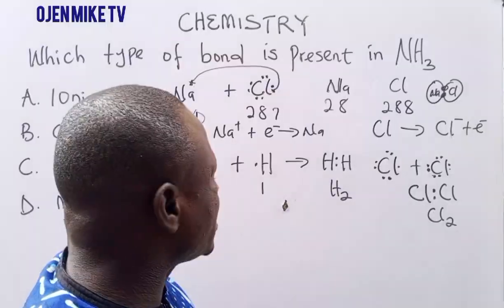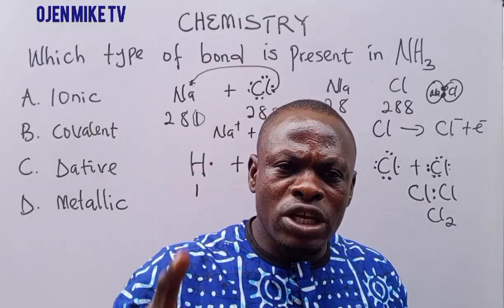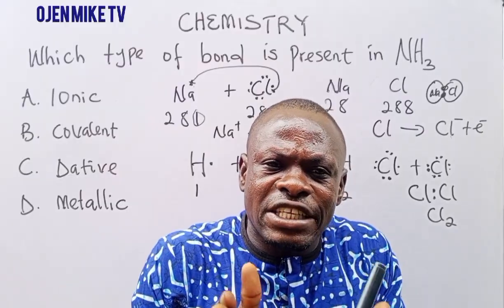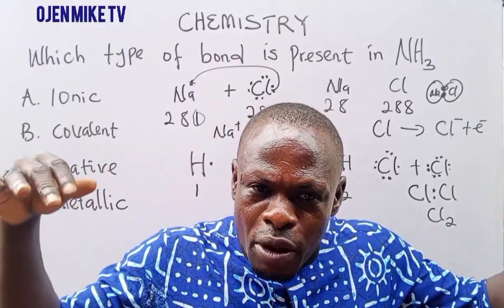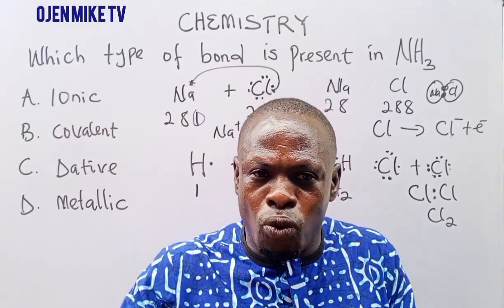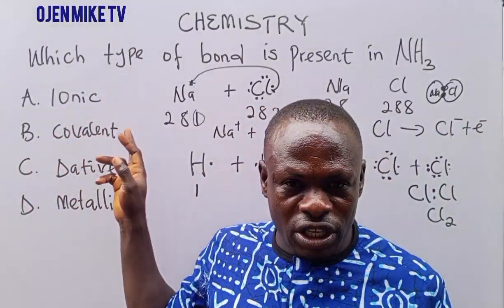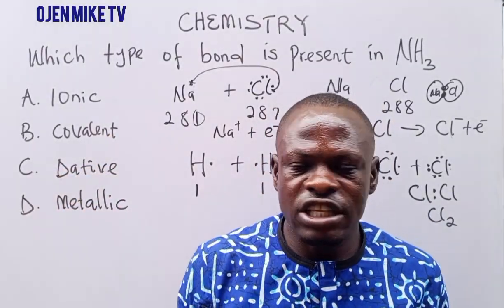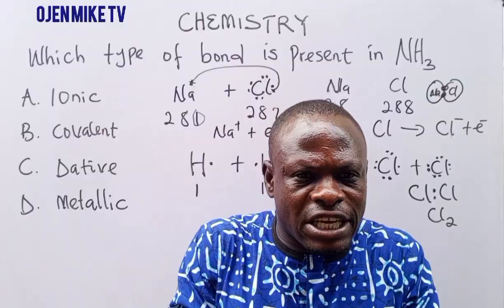Now let's proceed to dative bonding. A dative bonding is a type of chemical bonding where one atom donates electrons to another one, and both of them then share the electrons that one donates. One will accept while one will donate. It's different from ionic. In dative, one donates to another one, and both of them will now share.